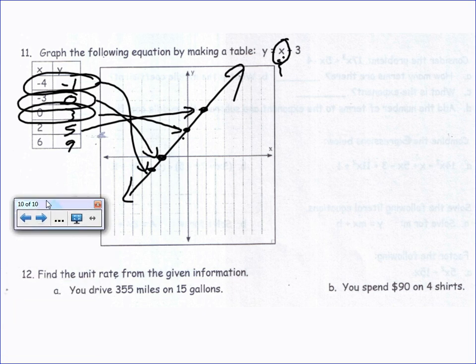Find the unit rate. How do we find the unit rate? We say you drive 355 miles on 15 gallons. So is that a good final answer? No. How do I find that answer? I take my calculator, do 355 divided by 15, and like you said, I get 23.6 repeating.